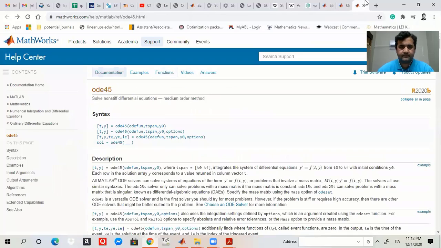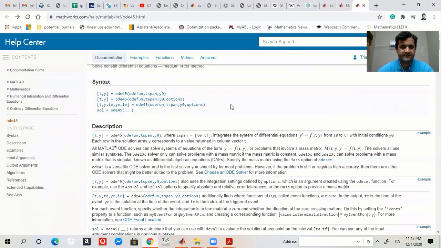Yeah, for instance, if I just pick one of them, let's say ODE45, as I told you earlier, ODE45 basically solves nonlinear, non-stiff differential equations. And here is its syntax. So you can use ODE45 to attack some particular, let's say, ordinary differential equation. Okay, and here is the description of this syntax.